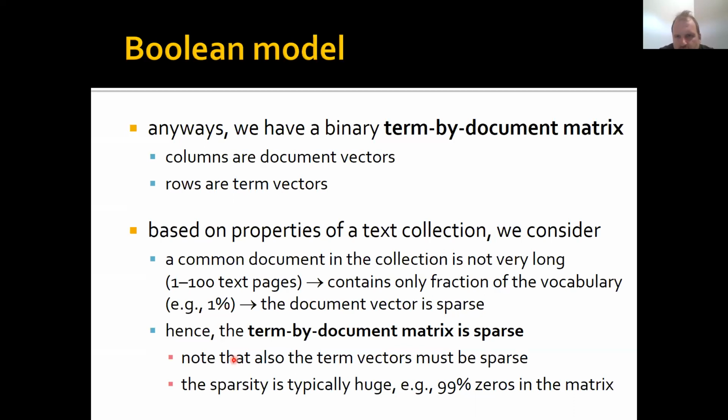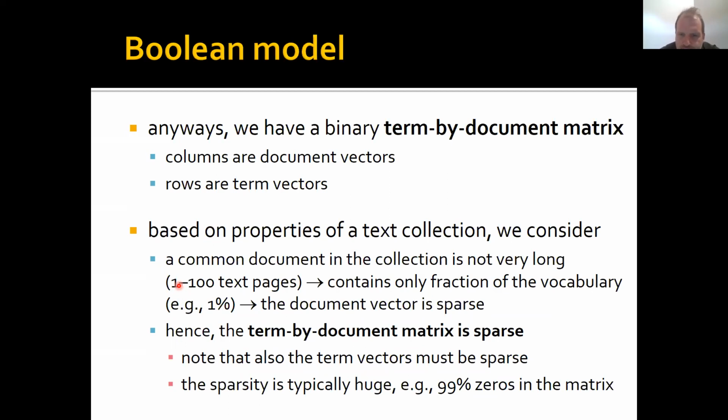Okay, now how does this term by document matrix actually look like? We already have the example with the newspaper articles. What can we say about the statistical properties in such common collections? Probably we will suppose a document in a collection is not very long. Let's say it's 1 to 100 text pages. Mostly it will be shorter, right?